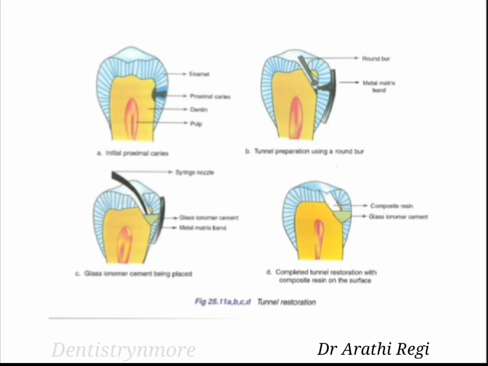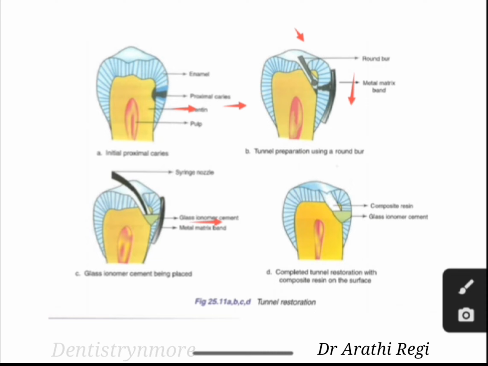And this shows the tunnel restoration. You can see the proximal caries here, and by using a number 2 round bur with a high speed handpiece, the cavity is prepared from the occlusal surface, and a metal matrix band is used. By using glass ionomer cement the proximal caries is filled, and after 1 to 2 weeks the occlusal surface is filled with composite resin. So you can mark the figure.